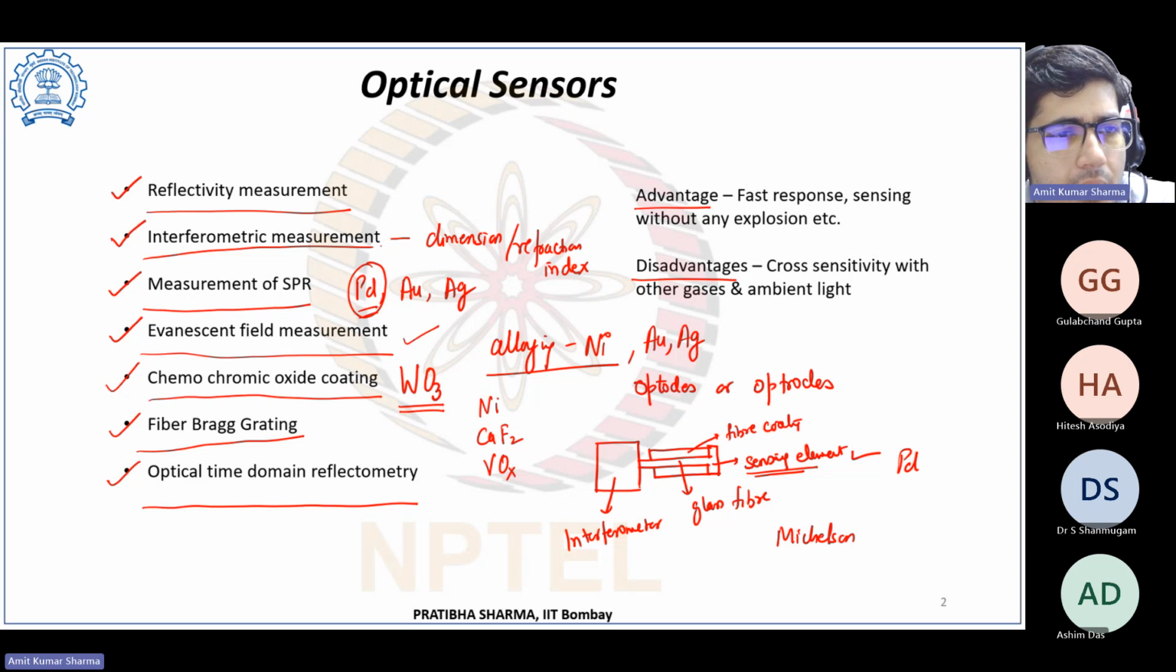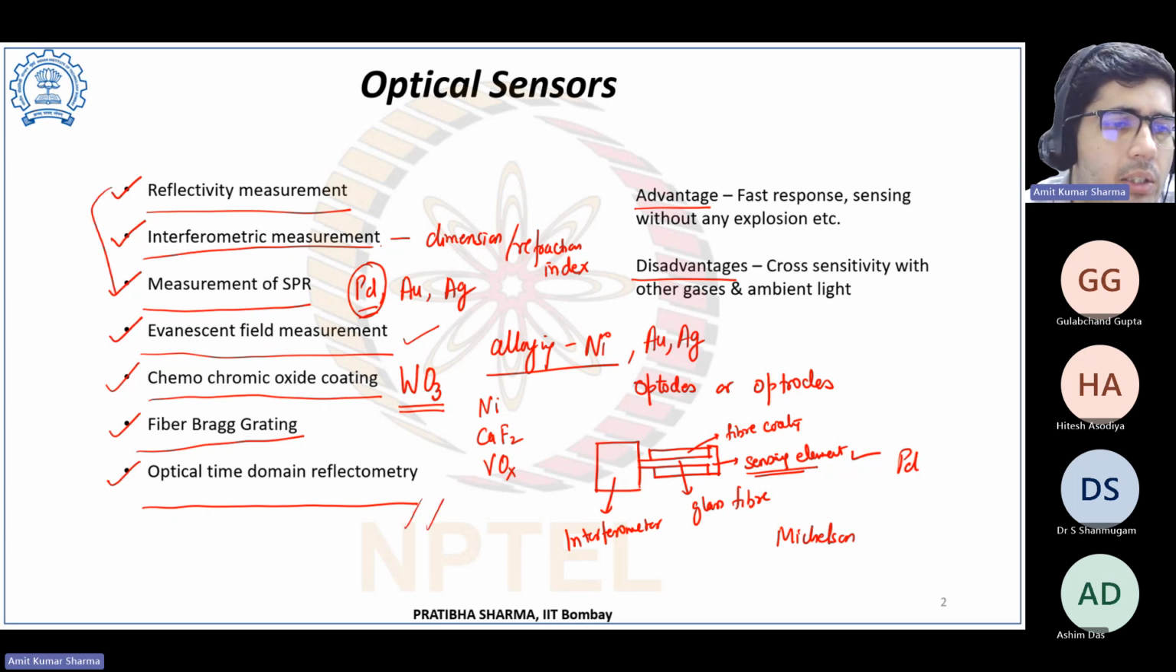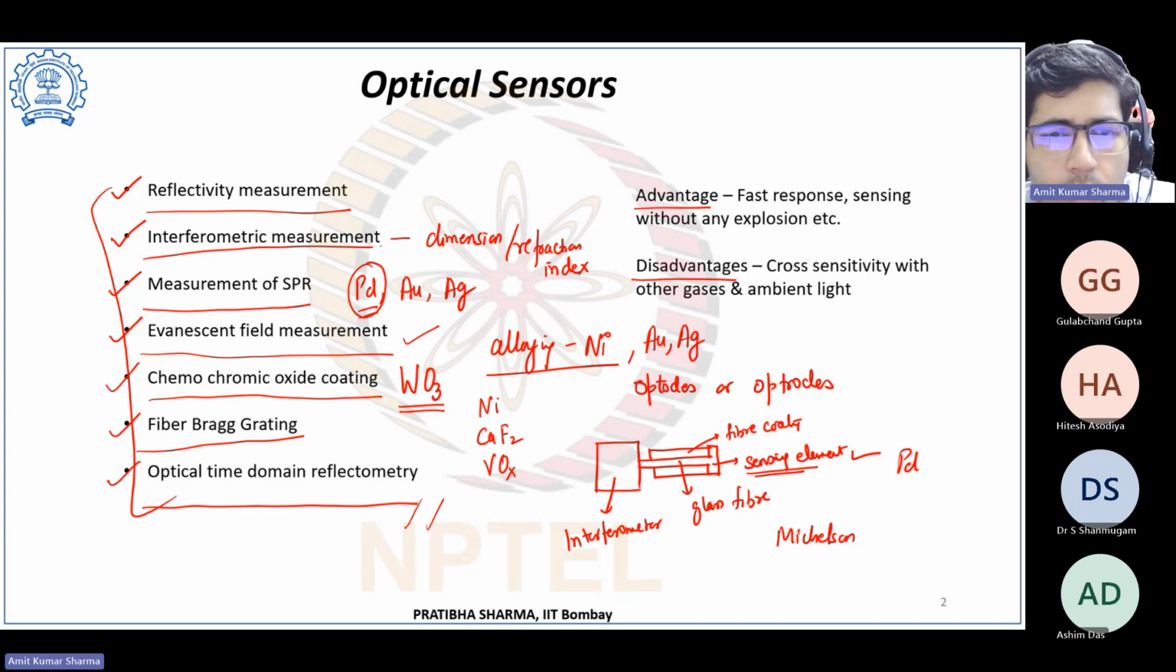The optical sensors. So we can also use optical sensors. They are based on reflectivity measurement, interferometric measurement, measurement of SPR, evanescent field measurement, chemochromic oxide coating, fiber Bragg grating, optical time domain reflectometry. For more detail on these, please refer to the class notes or a reference book.